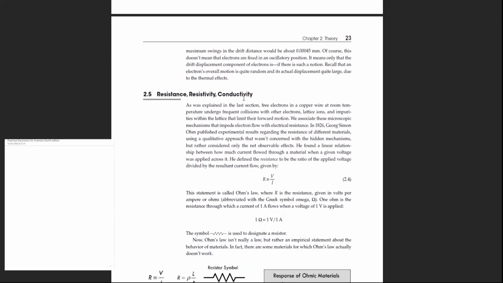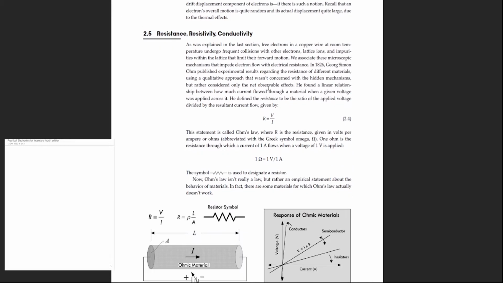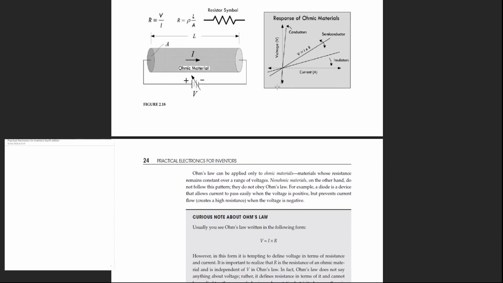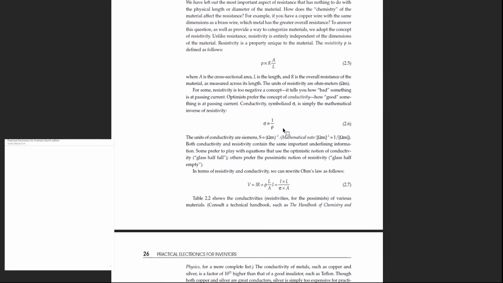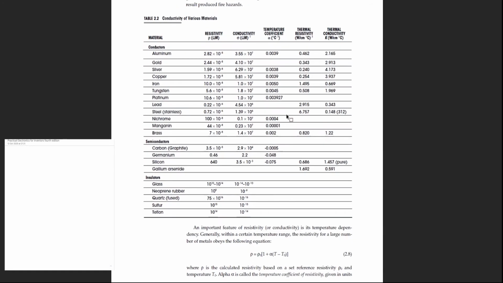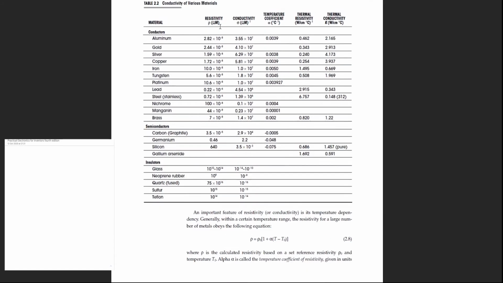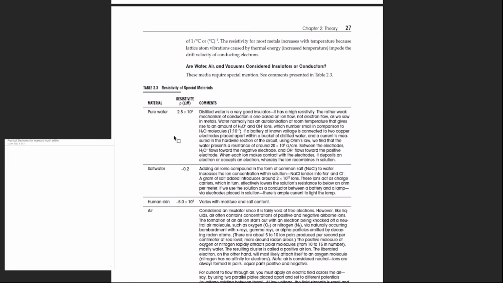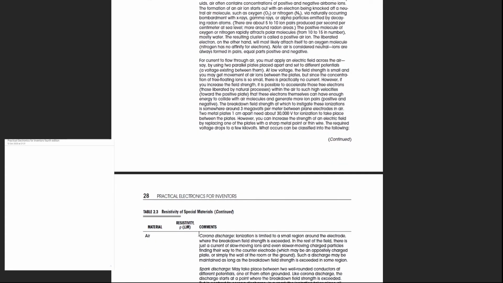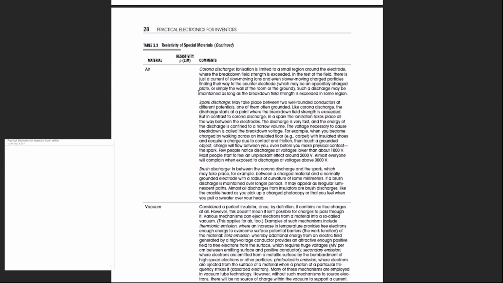Resistance, resistivity, and conductivity. Okay, yeah. This book seems to be super detailed. He's even talking about the resistivity of different metals, which I suppose so. The pure water, 2.5. Air. What's air? Where is it? It didn't give it.